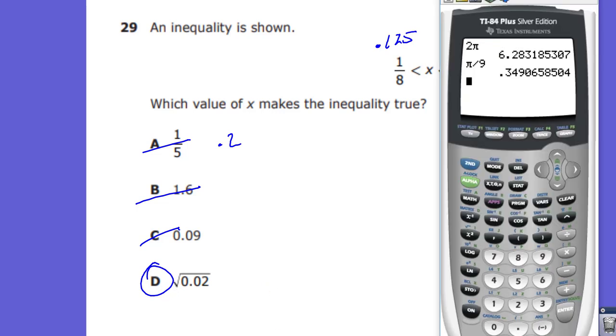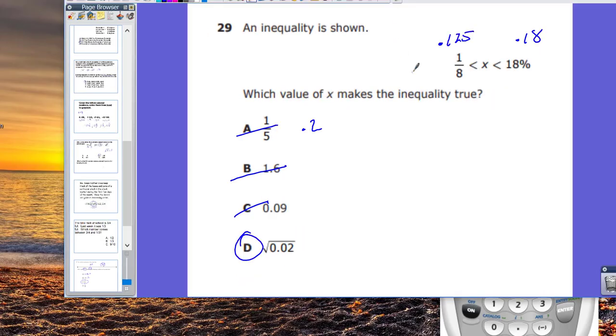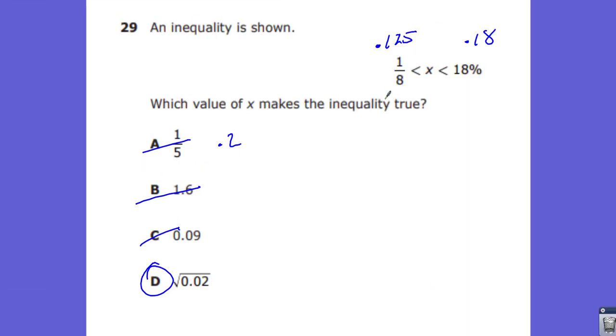Now if we actually type that into the calculator to see, do second x squared, and then 0.02, hit enter, we find out that it's 0.14, which is between 0.125 and 0.18. So that one is in between. So that's how we compare and order real numbers and put them on a number line.